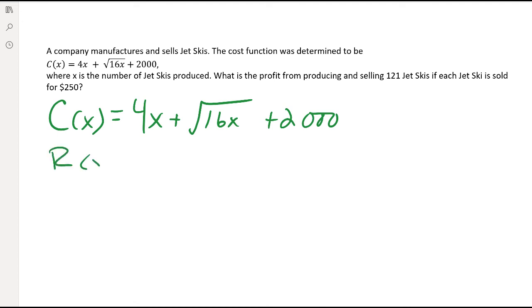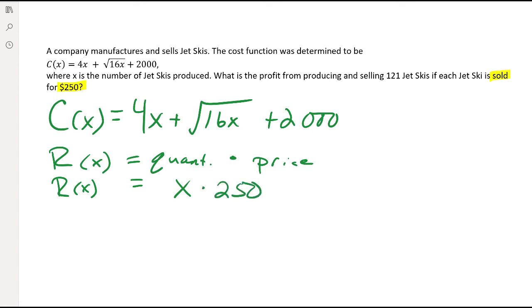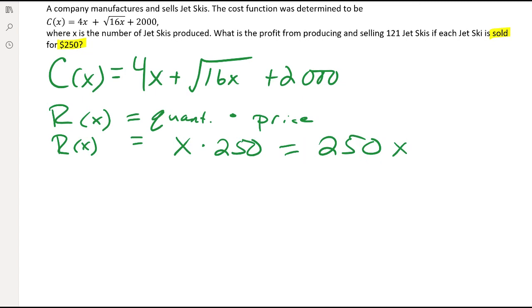We also need a revenue function. Remember, revenue function is quantity times your price. Well, what's our quantity? It's the variable x. And then what is our price? So here our price is not variable. Our price doesn't change. It turns out that our price is a constant $250. So here our revenue function is going to be x times that constant 250, which just looks weird. So it turns out our revenue function is 250x because the order of multiplication doesn't matter. Okay, so here we have a constant price function. It doesn't change. All right, so now we have everything we need in order to calculate the profit function.